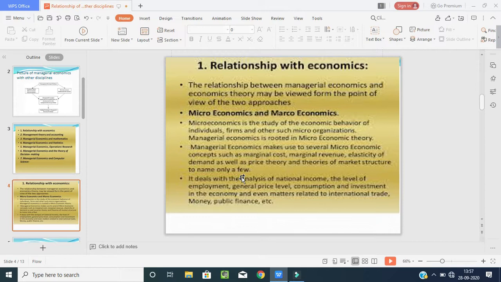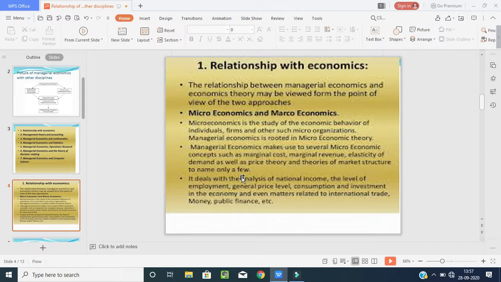Economics is nothing but satisfying the needs and wants of the customers also, to bring it up with marginal cost or with the marginal price or with suitable expenditure. So all these things are there in this approach. By this we can say that managerial economics is related with microeconomics and macroeconomics.